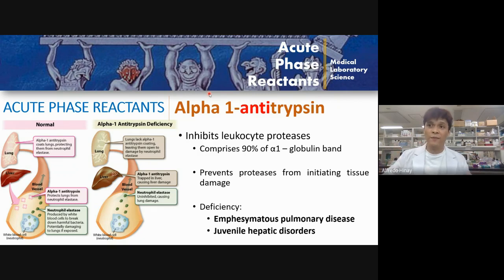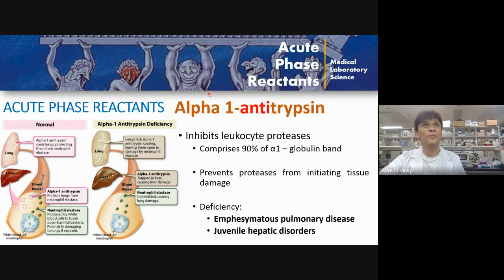And if the tissue is still damaged, what will happen? Your acute phase reactants will continue to increase. That's the reason why you have your alpha-1 antitrypsin, because it will inhibit your leukocyte proteases. So if you have a deficiency of alpha-1 antitrypsin, then you will have emphysematous pulmonary disease, and you have your juvenile hepatic disorders.